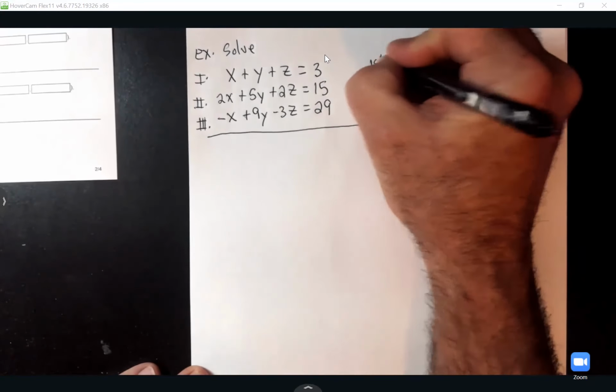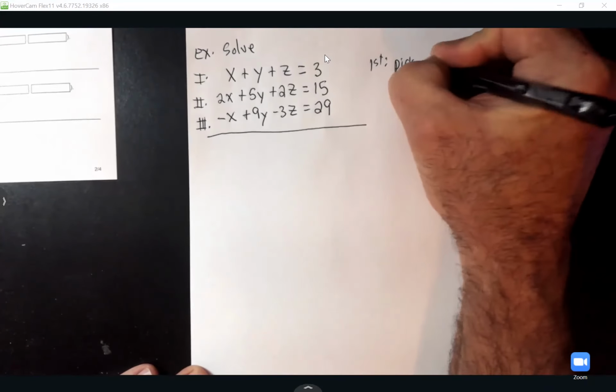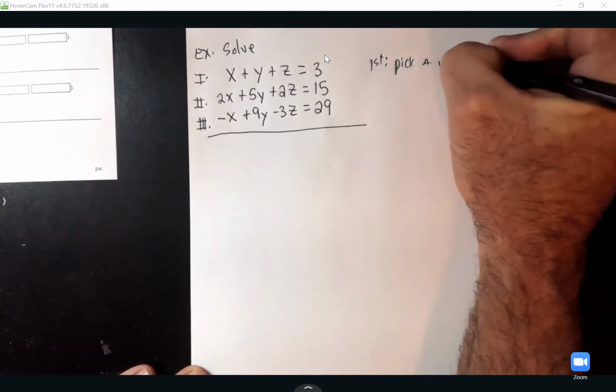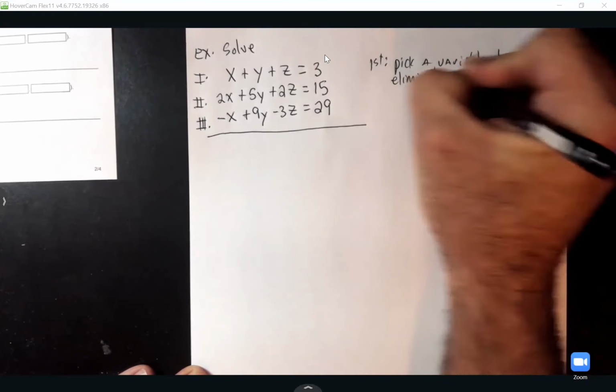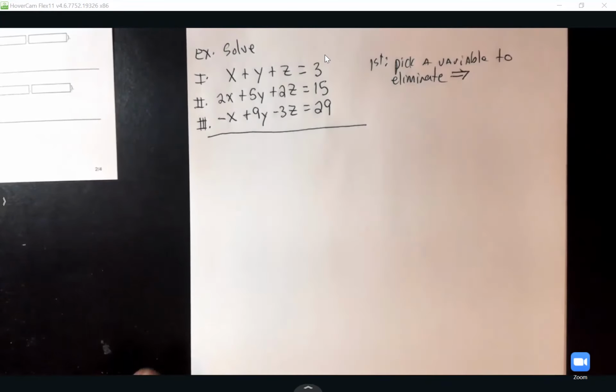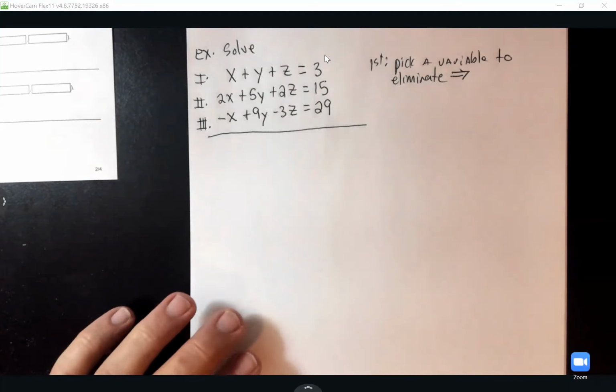So guess what? First thing, pick a variable to eliminate. So how about this? Since I did X's a while ago, how about I do Z's this time? Although the X's are easier, do y'all want me to do Z's or y'all just want me to do the easy way? Keep it easy. Keep it easy. Yeah, they're the easy ones.